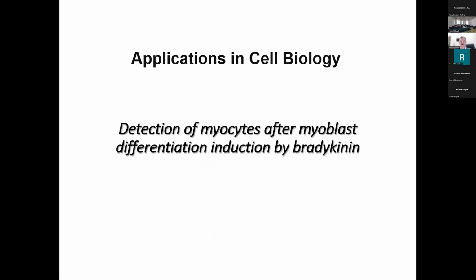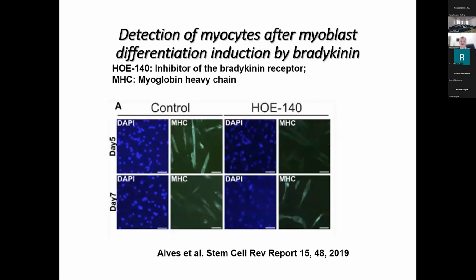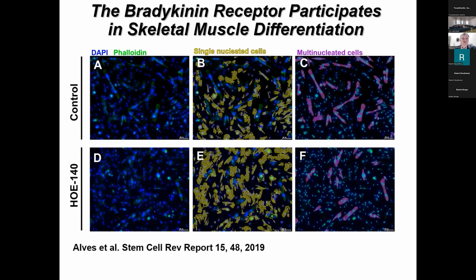Okay, so now I switch to our field. The same thing, I'm looking into bradykinin in developmental events. So now we say that bradykinin promotes differentiation of muscle cells, skeletal muscle cells. And if we look at this slide here, it may be because this is heavy chain. And what we would do now is that we would segment the cells here.